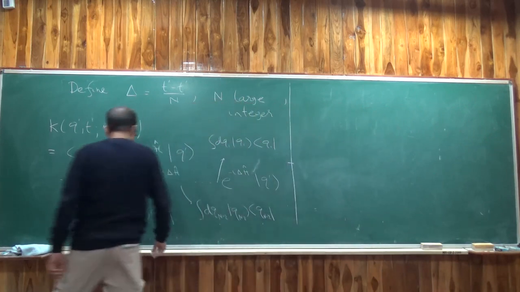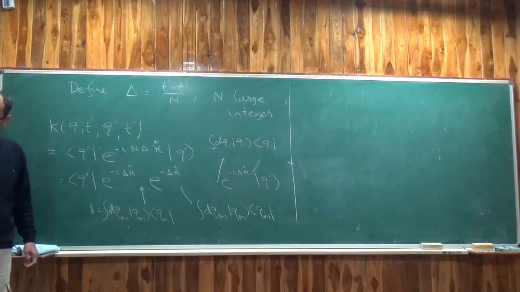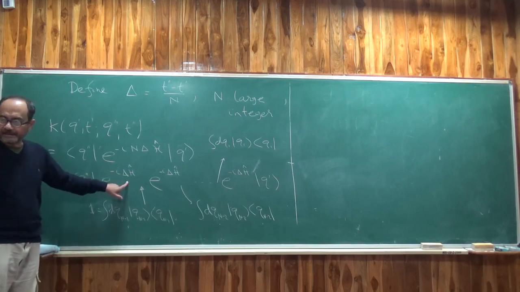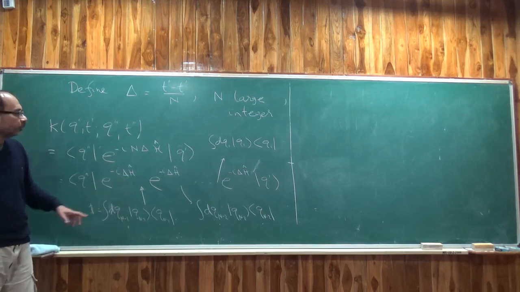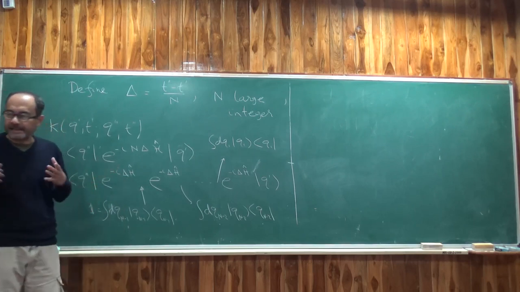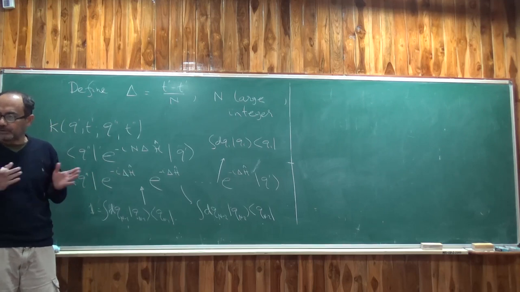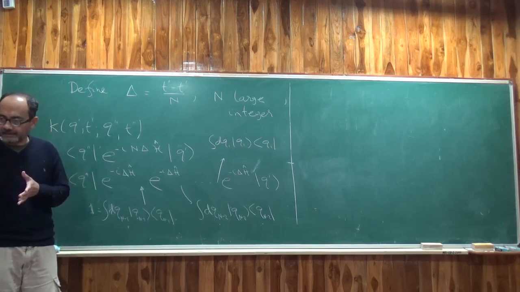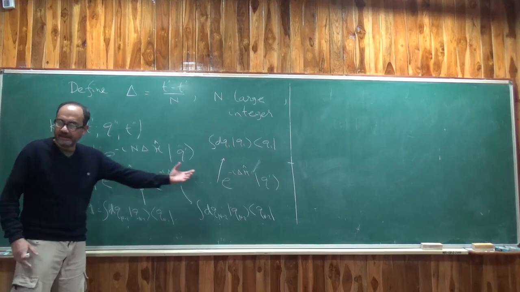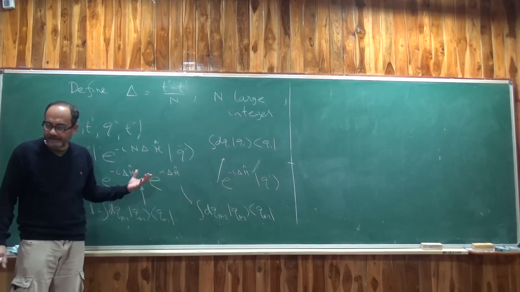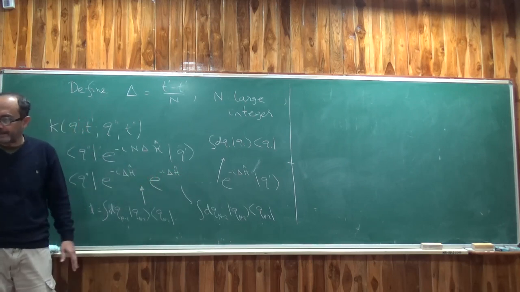In terms of this e to the power minus i delta H hat, yes, we explicitly assume that there is no explicit time dependence. That's right, we are assuming that H hat is time independent. If H hat is time dependent, then instead of using e to the minus i H hat t, you have to use a time ordered expression, and then you have to do appropriate time ordering here. But let's just assume that H hat is time independent.